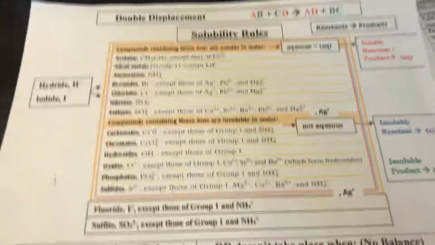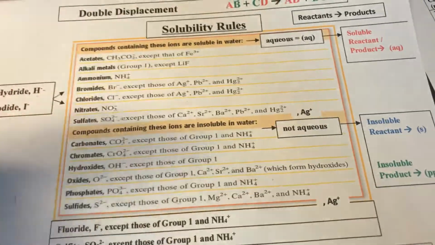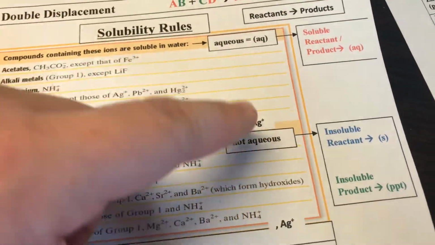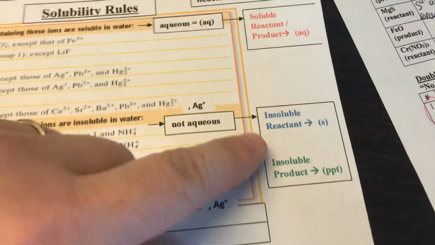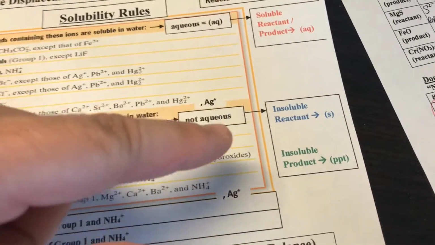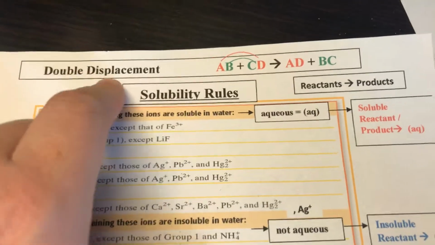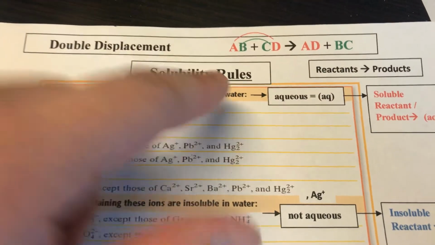In the previous worksheet, we learned how to decide whether something is aqueous, whether something is solid, or whether something is a precipitate. You need to know them again. And what about double displacement? For double displacement, we need to use solubility rules here.